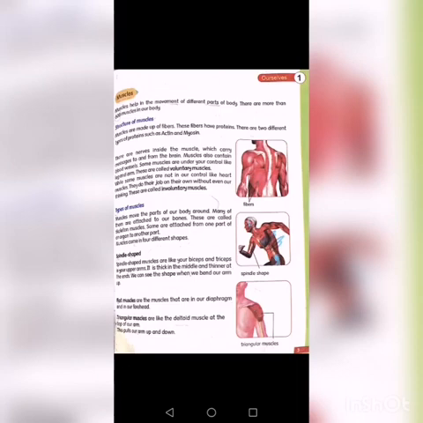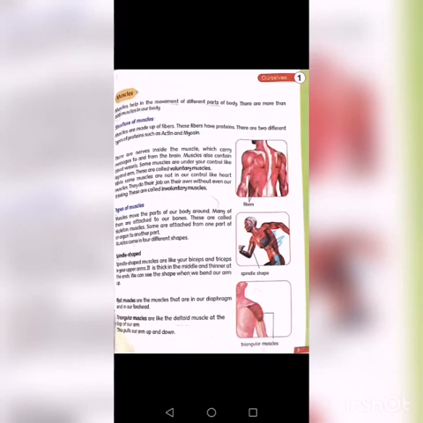First one is spindle shape. So spindle shaped muscles are like your biceps and triceps in your upper arms. It is thick in the middle and thinner at the ends. We can see the shape when we bend our arm up. Second type of muscle is flat muscles. Flat muscles are the muscles that are in our diaphragm and in our forehead.